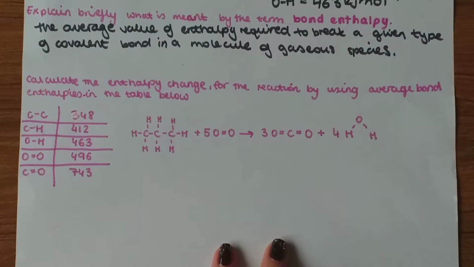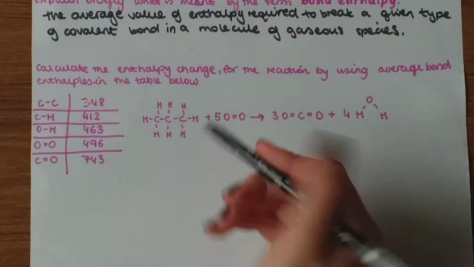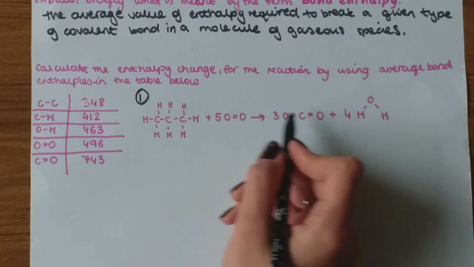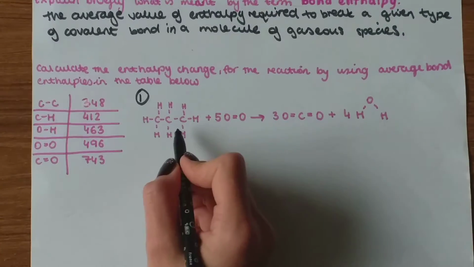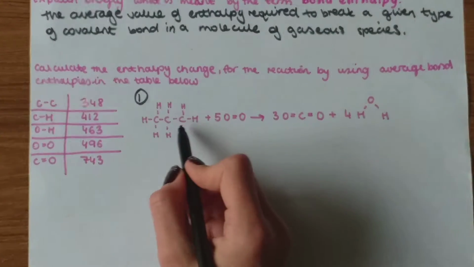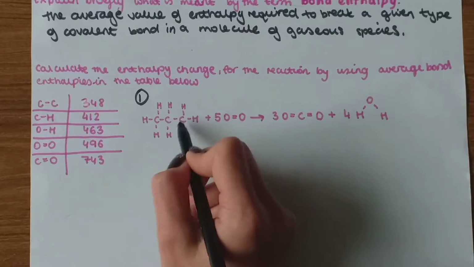Okay, so I've got the next question right here. Calculate the enthalpy change for the reaction by using average bond enthalpies in the table below. As you can see, step 1 has already been provided for us. This is the equation drawn out, so we can see all the molecules drawn out. So all the bonds are visible.